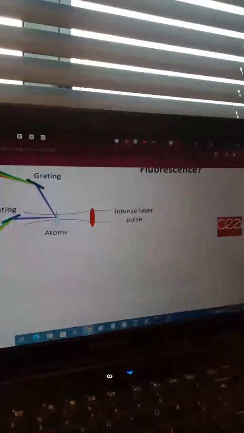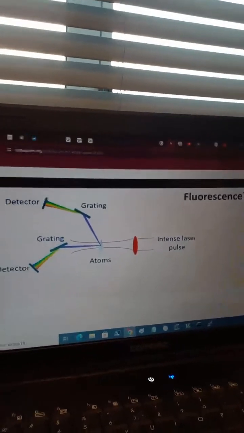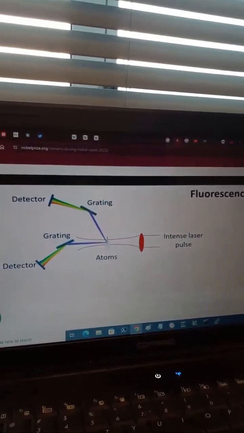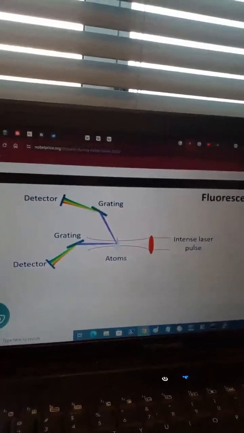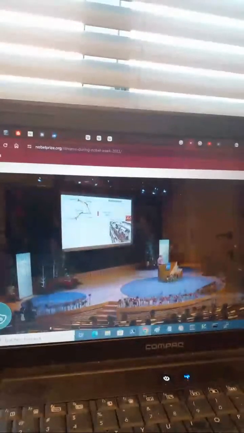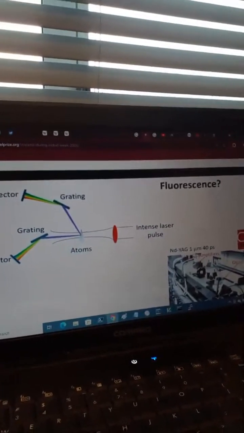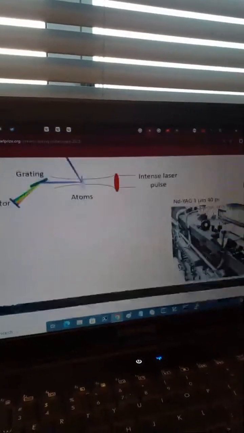Fluorescence light is emitted in all directions, so we had actually two axes of detection, one along the propagation axis of the laser with a grating and a detector, and one perpendicular to it. And this is the laser that was used at that time, an Nd:YAG laser, 1 micrometer wavelength, and pulse duration was 40 picoseconds. You have an oscillator here and 2 amplifiers.